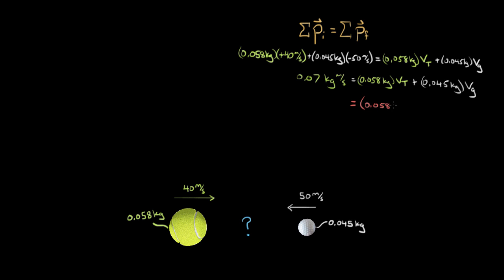0.058 kilograms plus the mass of the golf ball, 0.045 kilograms. It'd be one big mass because they stick together in a perfectly inelastic collision, times just one final velocity because they're both moving at the same velocity. So I could take this 0.07, divide by my total mass, and that would give me the final velocity of the two balls combined. But that's unlikely.